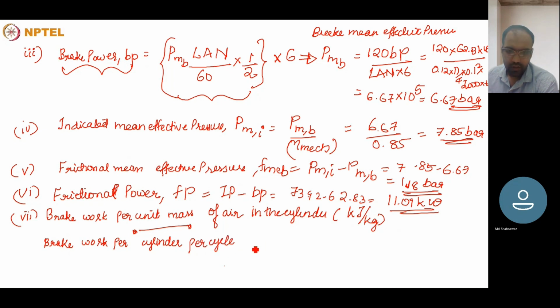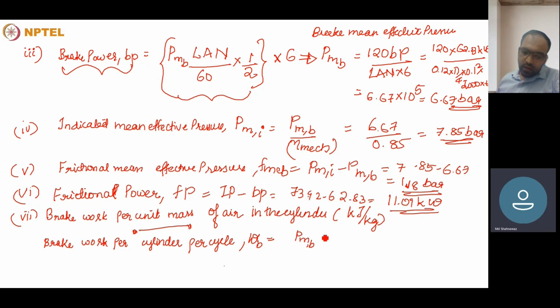So that we can calculate by brake mean effective pressure.